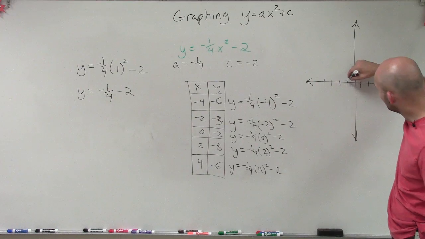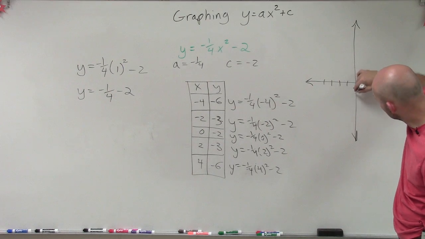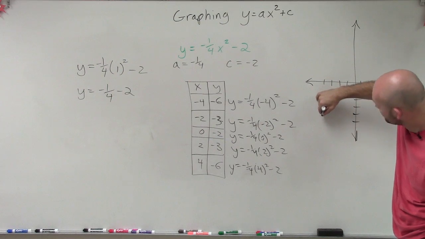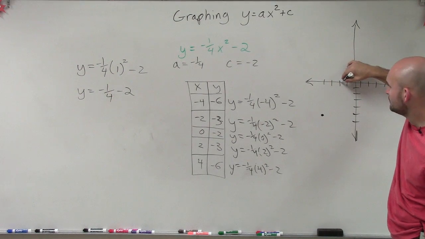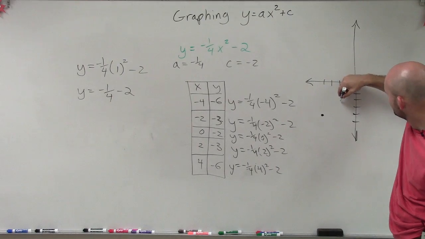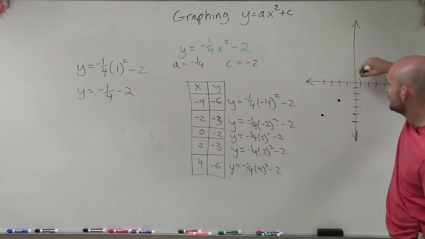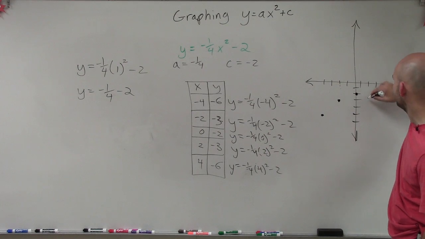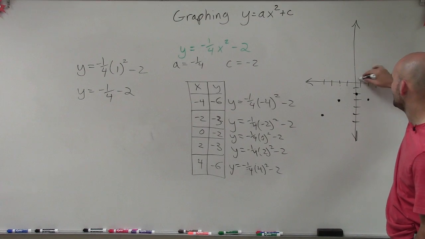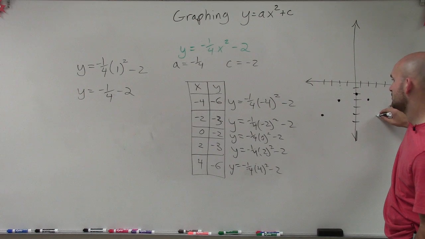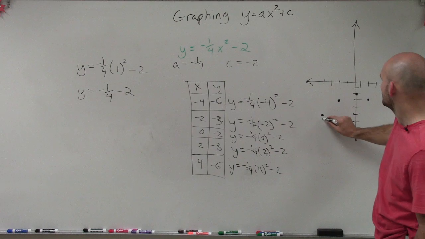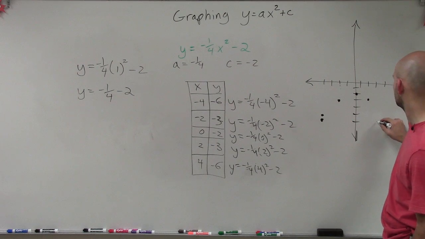So I have negative 4, 1, 2, 3, 4, down negative 6. 1, 2, 3, 4, 5, 6. So it's going to be somewhere around there. Then I have negative 2, negative 3, 1, 2, 3. Then I have 0, negative 2. And then I go 2, negative 3. And then I go 3, negative 6. Whoa, 1, 2, 3, 4, 5, 6. Should be like down there.